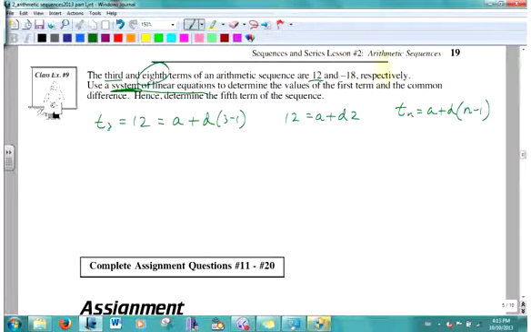Well, look at the other information I'm given. T8, the eighth term, is minus 18. Don't know A. I don't know D. Okay, I know N is 8. Let's clean this one up. Minus 18 is A plus D times 7. Okay, here's my system of equations.